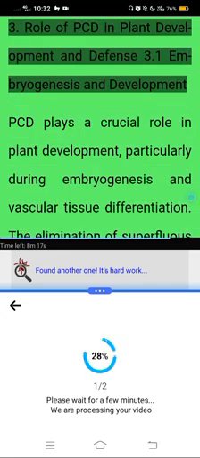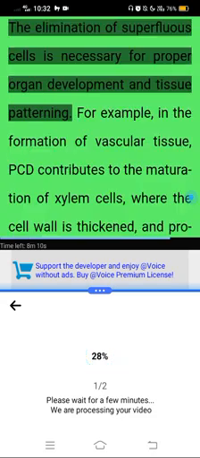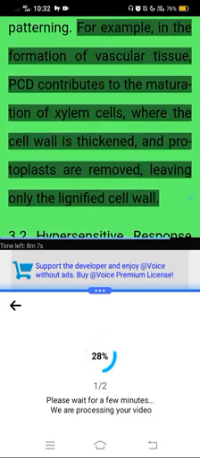3. Role of PCD in plant development and defense. 3.1 Embryogenesis and development. PCD plays a crucial role in plant development, particularly during embryogenesis and vascular tissue differentiation. The elimination of superfluous cells is necessary for proper organ development and tissue patterning. For example, in the formation of vascular tissue, PCD contributes to the maturation of xylem cells, where the cell wall is thickened and protoplasts are removed, leaving only the lignified cell wall.